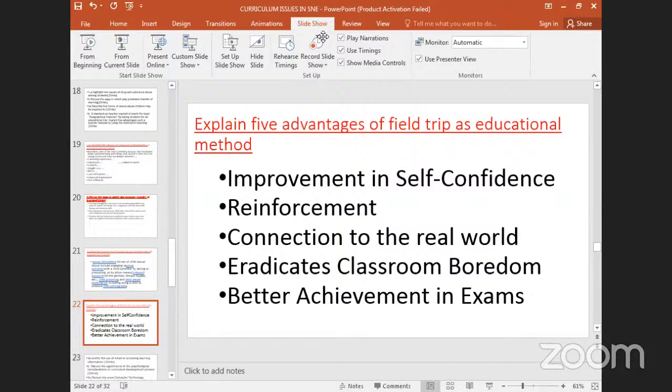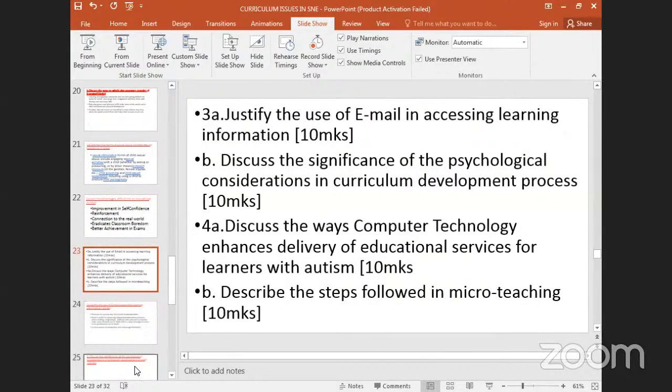It also eradicates classroom boredom, as it provides learning opportunities that do not only inspire the learners, but also make them feel that they are learning. It may also contribute to better achievement in examinations when the exams are also coming from the area where the learners have just learned in the field trip. And therefore, we begin looking at question number 3A.